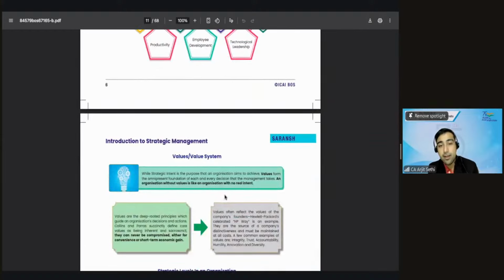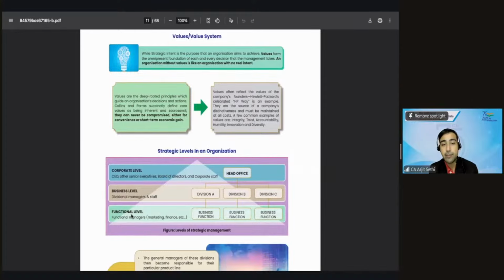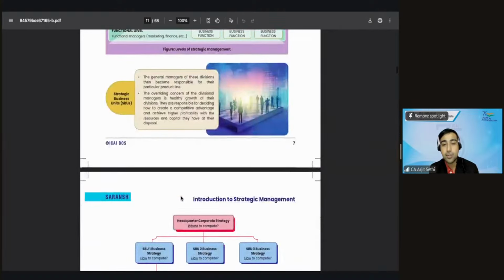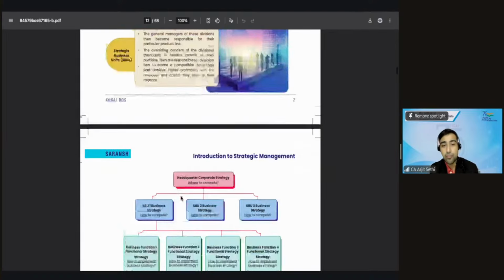Okay. Values. What are values? Like I was giving you an example, the same thing. They can never be compromised either for convenience or short term economic gain. Not acceptable. You should not lose grip of your values. Strategic levels, corporate, business, functional, right? Strategic business units, as we use small touch point that happens in the chapter, but we read more about it in chapter 4, right?